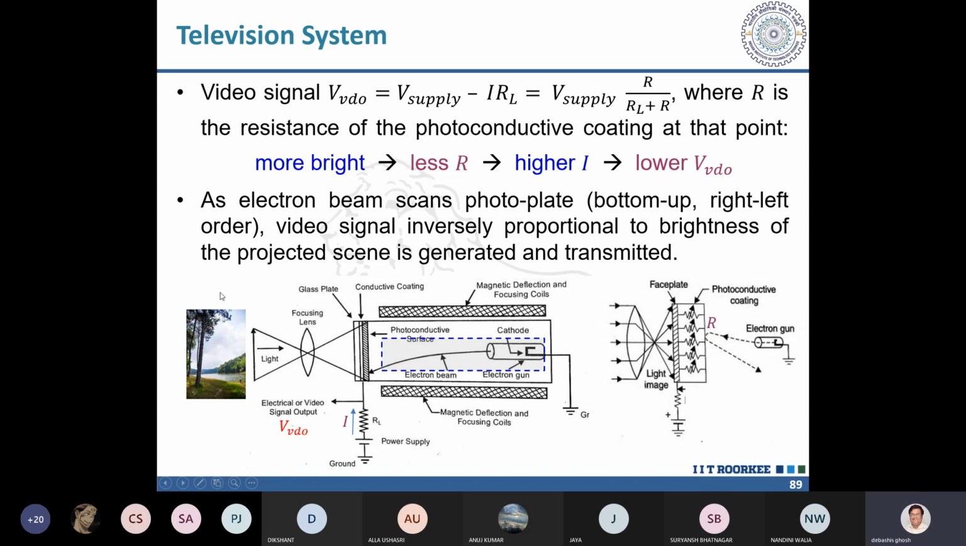So depending on your scene falling on this photoconductive surface, you get your V video. So it will be like this: it keeps on scanning this outside wall image, which is inverted here. You keep on scanning in this order, and you get your proportionate video signal depending on the brightness of the outside world scene. Okay, so that is how the video signal you are getting.